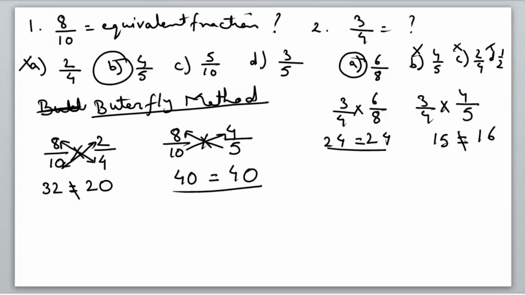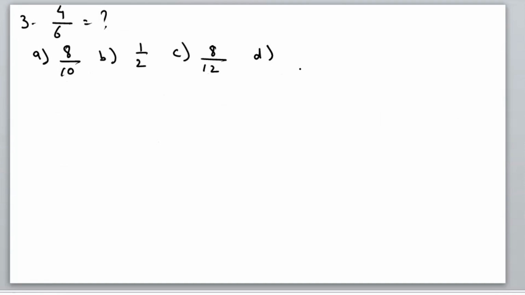Let's solve more questions. Question number 3, it says 4 by 6, and we have to find the equivalent of 4 by 6. The options: option A is 8 by 10, option B is 1 by 2, option C is 8 by 12, option D is 6 by 8. So first take option A, 4 by 6, then we have to use the butterfly method here. It is 40. 6 times 8 will be 48. It means these two are not equal. So our option A is wrong.